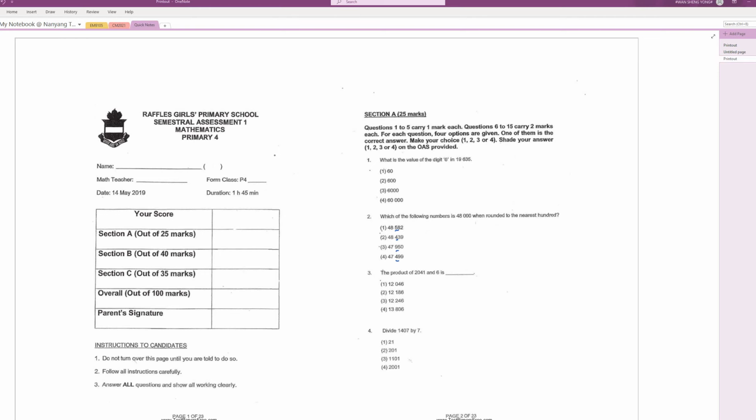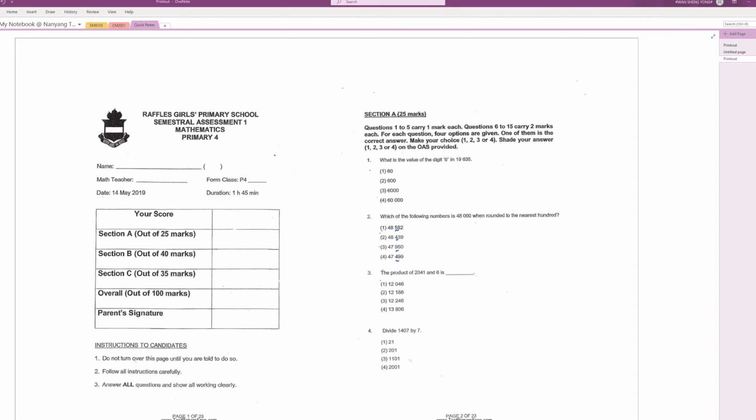This is Shane speaking. Today we will be going through Raffles Girls Primary School Primary 4 SA1 Mathematics Paper 1. Before we begin, it will be good that you try these questions by yourself first. These questions can be found in the link provided down in the description box below. If not, let us begin.